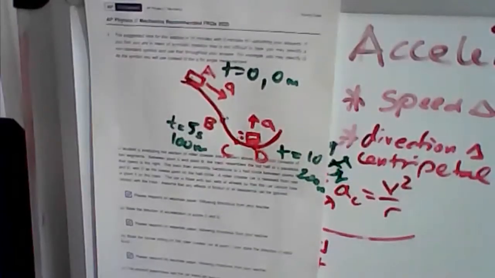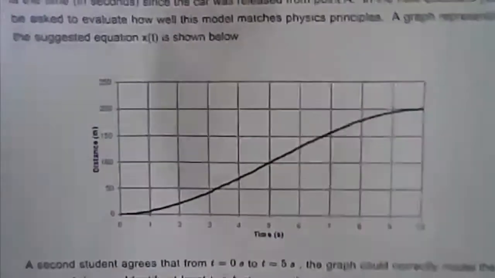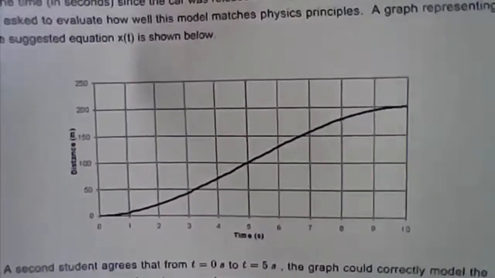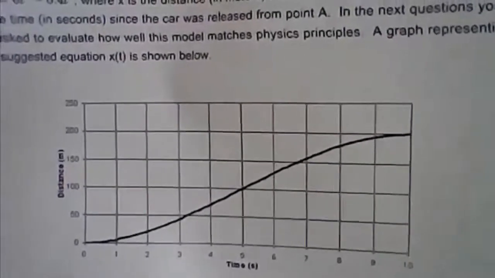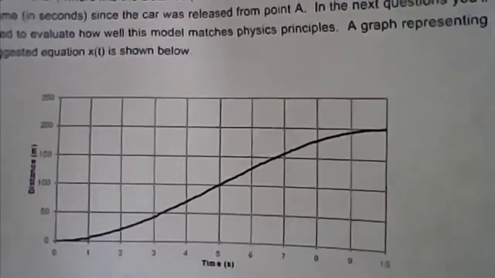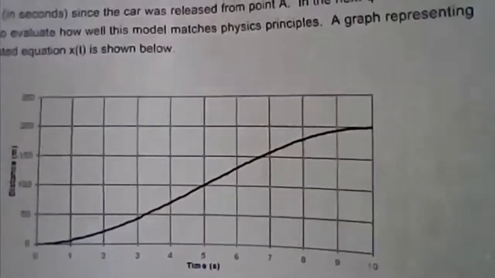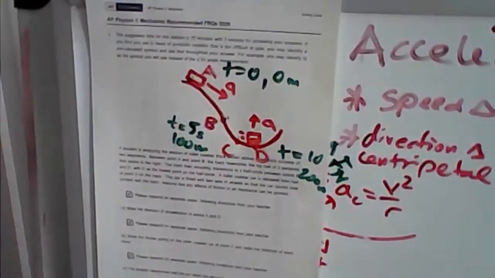Okay, they give us a graph. There we go. And if you're looking at it right now, that's great, and if not, here's the graph. Good. So we have a graph, and it meets the requirements that it starts at t equals 0, x equals 0. At 5 seconds, it's 100 meters. And at 10 seconds, it's at 200 meters. Okay, makes sense.